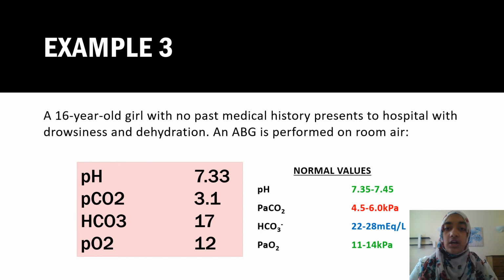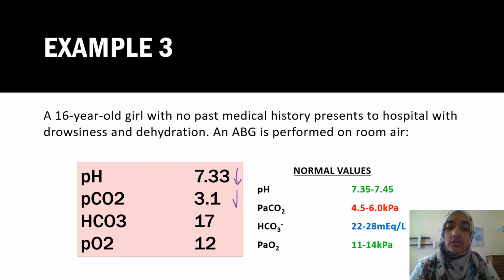There's a 16-year-old girl, she has no past medical history, and she comes to the hospital with drowsiness and dehydration. So we do an ABG. And we can see in this ABG that the pH is low, so she's acidotic. And now we need to work out if this is a respiratory or a metabolic acidosis.